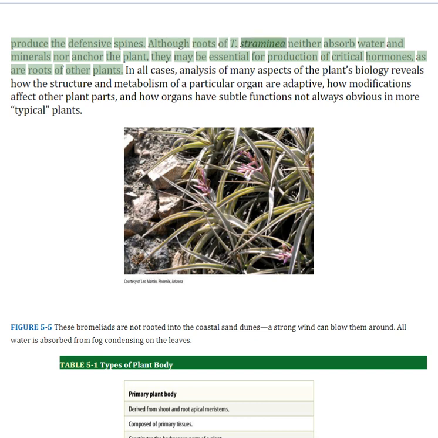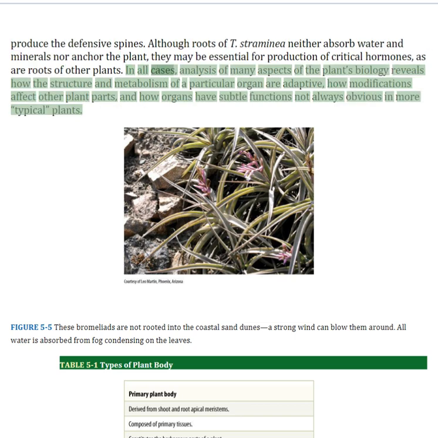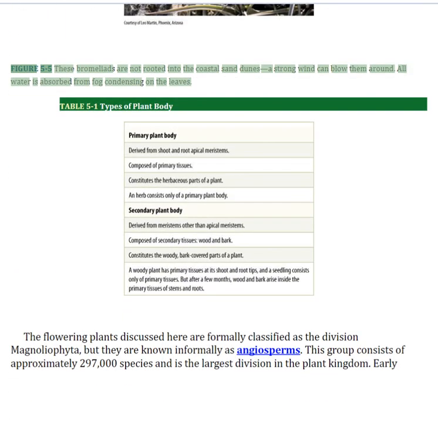Although roots of T. straminia neither absorb water and minerals nor anchor the plant, they may be essential for production of critical hormones, as are roots of other plants. In all cases, analysis of many aspects of the plant's biology reveals how the structure and metabolism of a particular organ are adaptive, how modifications affect other plant parts, and how organs have subtle functions not always obvious in more typical plants. Figure 5.4 These bromeliads are not rooted into the coastal sand dunes, and a strong wind can blow them around. All water is absorbed from fog condensing on the leaves.